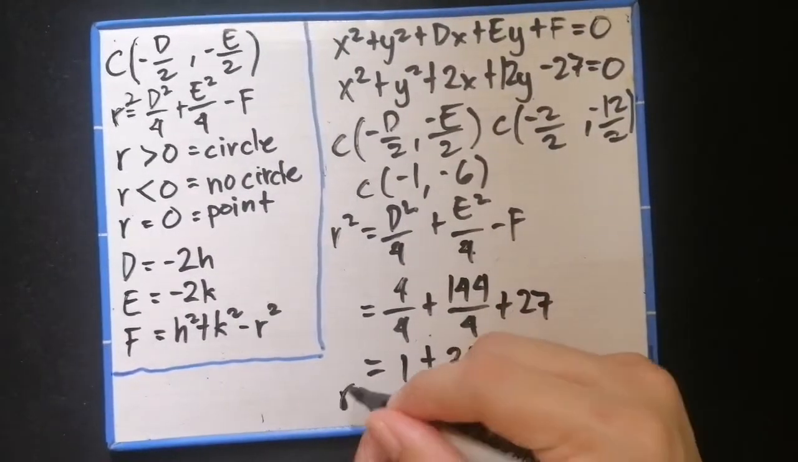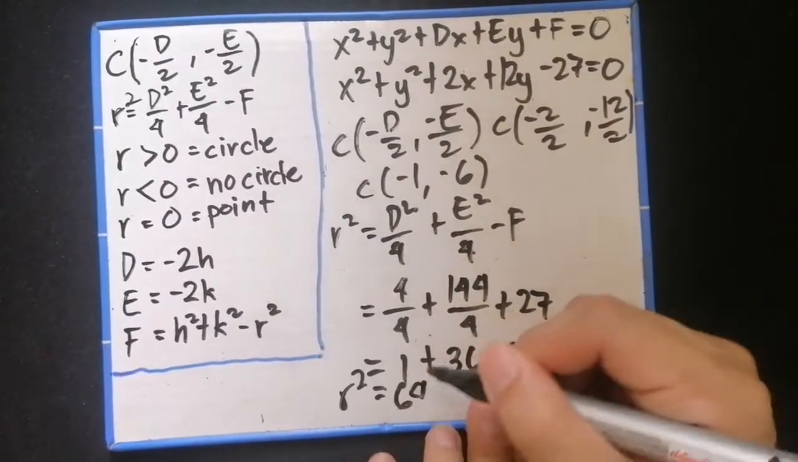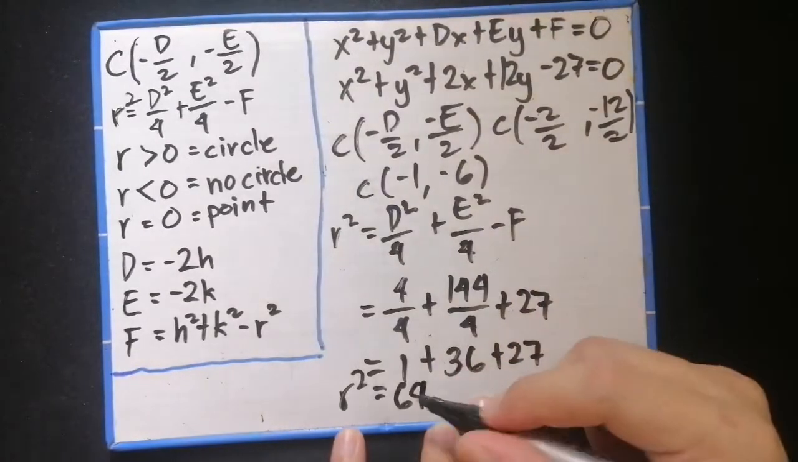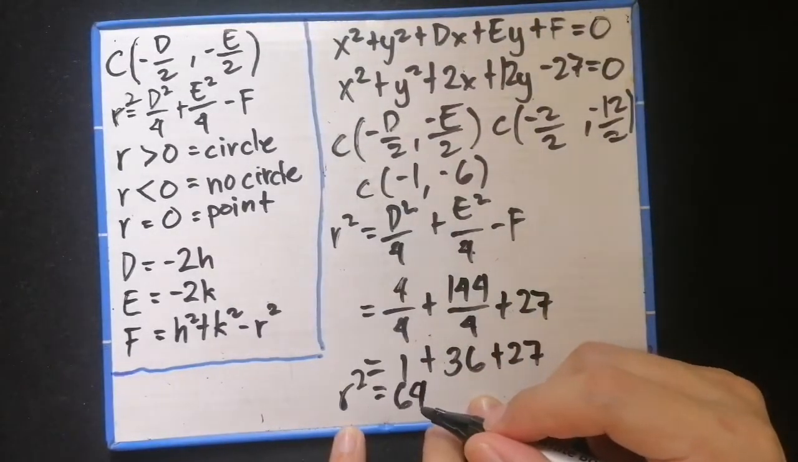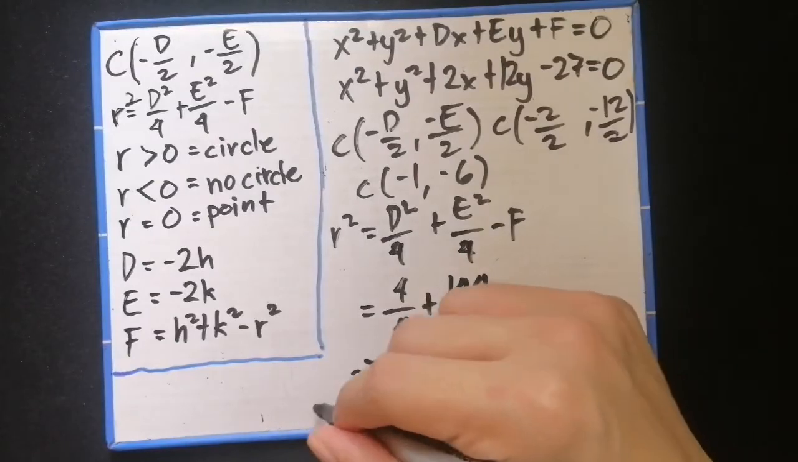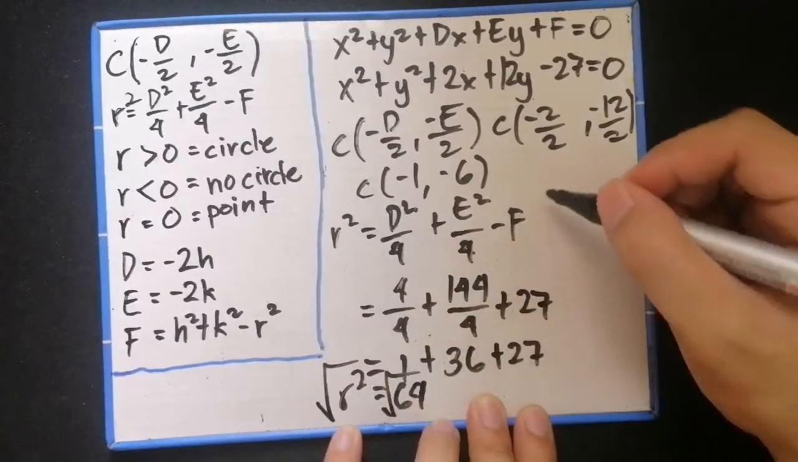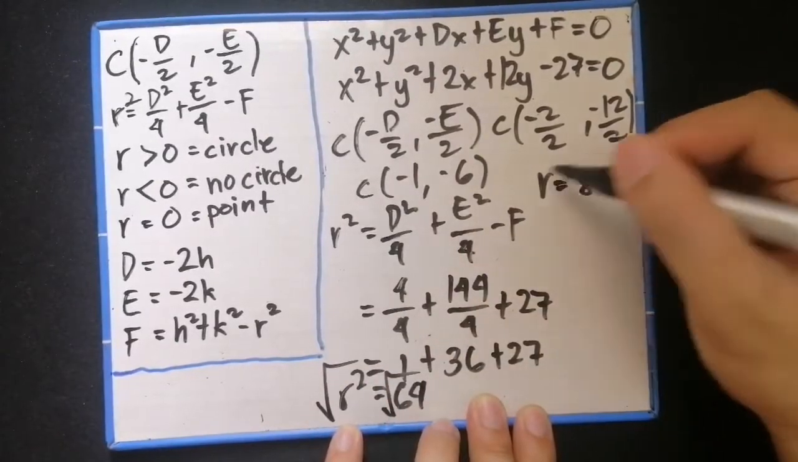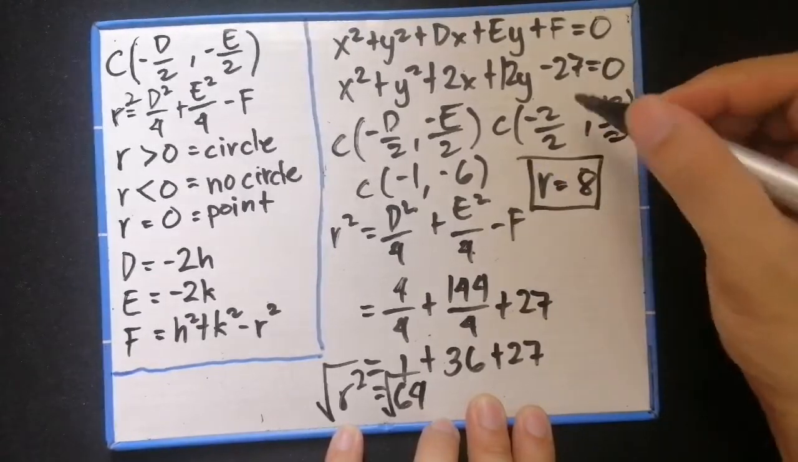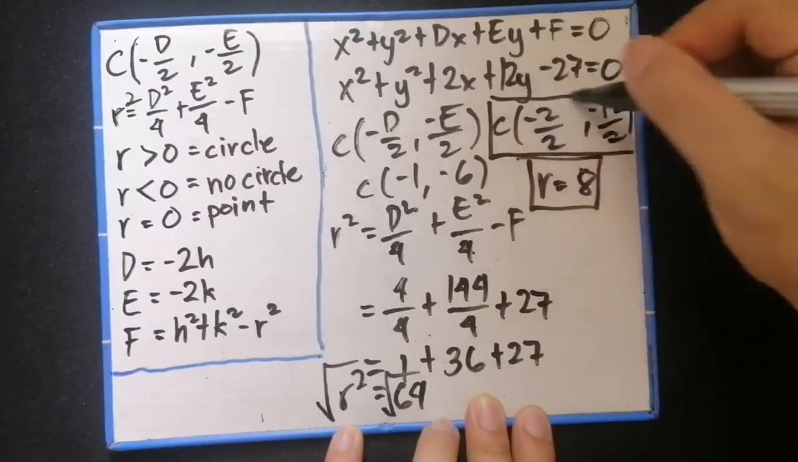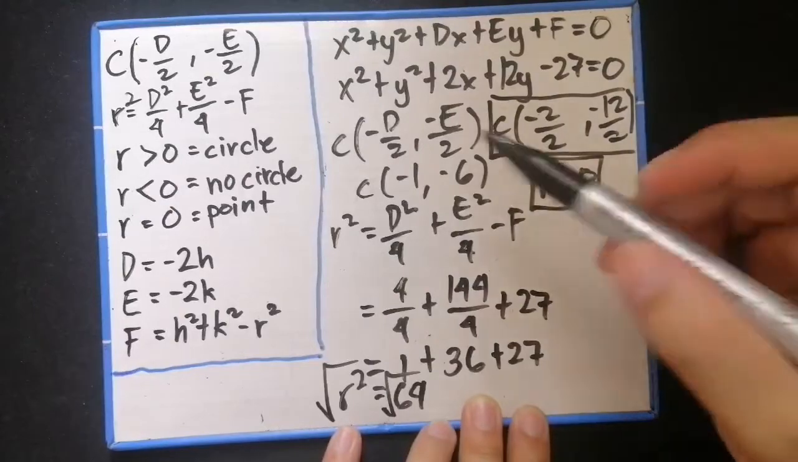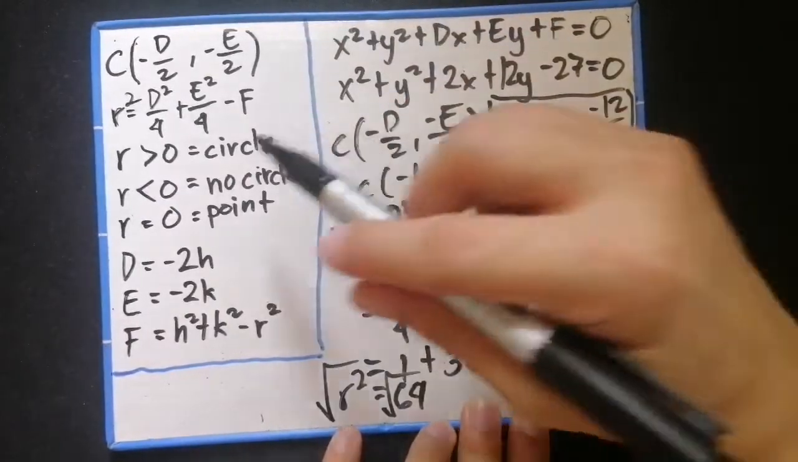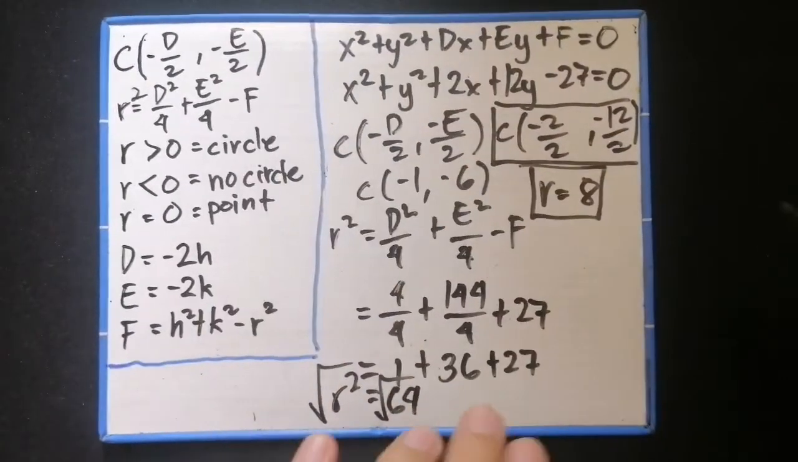R squared is equal to 64. And to find the exact value of the radius is to square root both sides. So, r is equal to 8. This is our radius. And this is our center. So, meron ba tayong circle? Yes, meron kasi the radius is greater than 0.